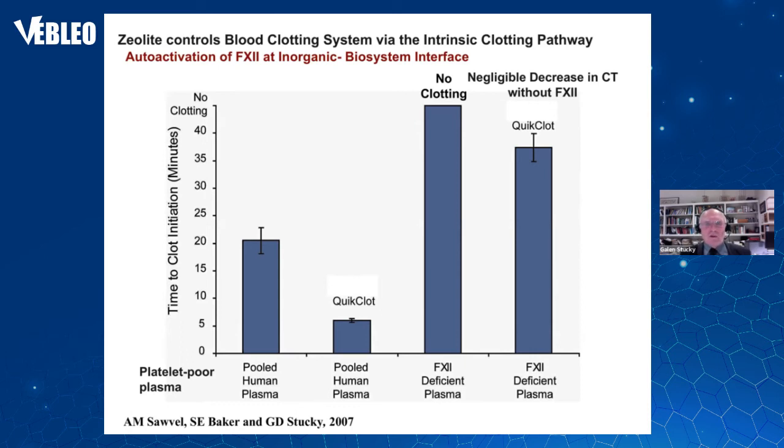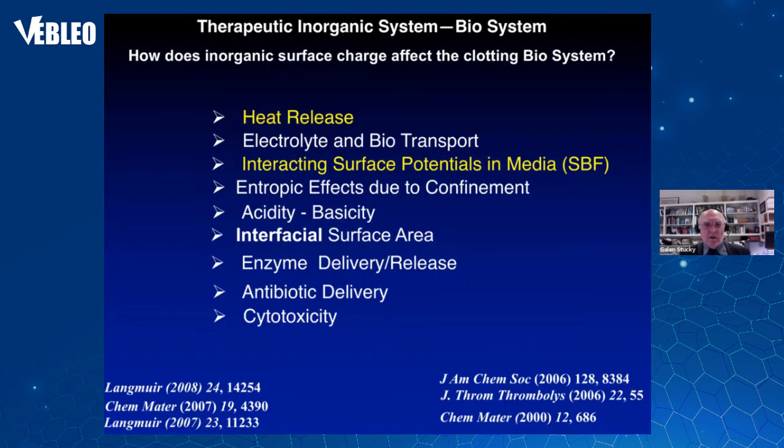So it's pretty clear that the way the inorganic was interfacing with the blood clotting system was through the autoactivation of factor 12, going through what is called the intrinsic pathway. Thinking about that, we were looking at other things. We did look at calcium uptake and delivery, and confinement effects, but particularly we said, let's take a look at the surface potentials in the media.